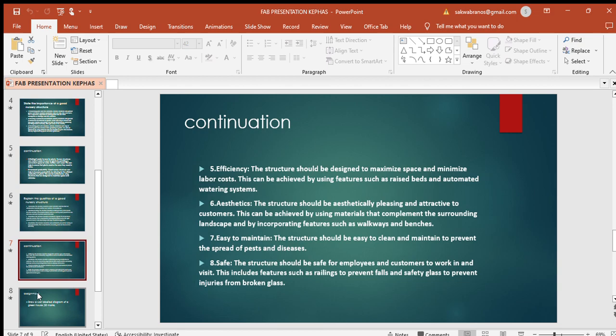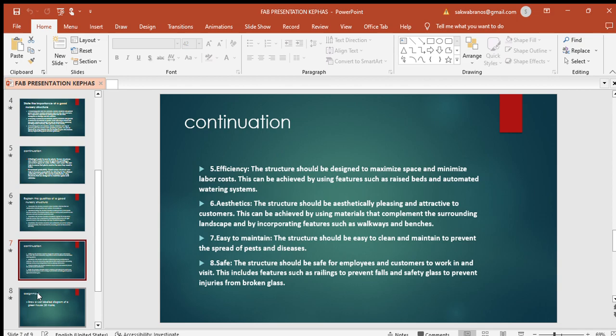Another is efficiency. The structure should be designed to maximize the space and minimize the labor cost, and this can be achieved by using features such as raised beds and automated watering system. Also, it is for aesthetics. This means the structure should be aesthetically pleasing and attractive to customers, and this can be achieved by using material that complement the surrounding landscape and incorporating features such as walkways and benches.